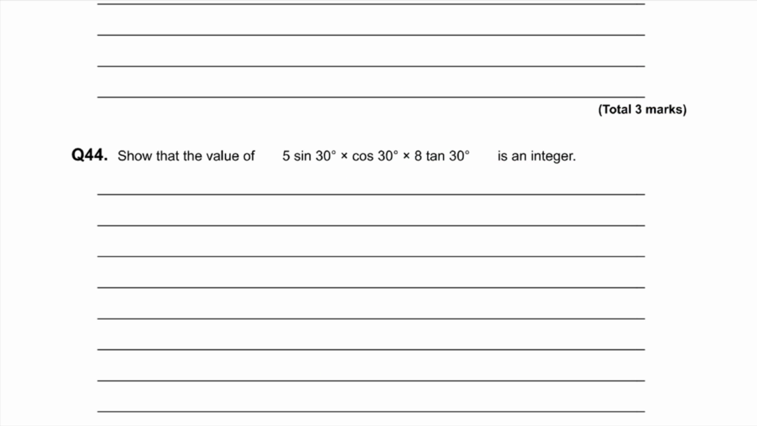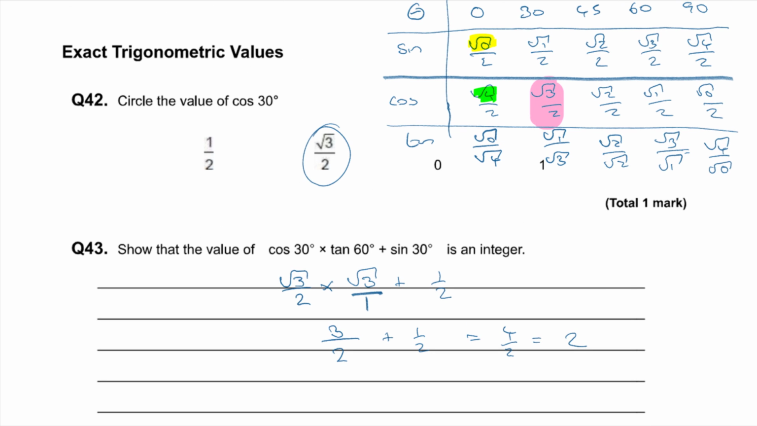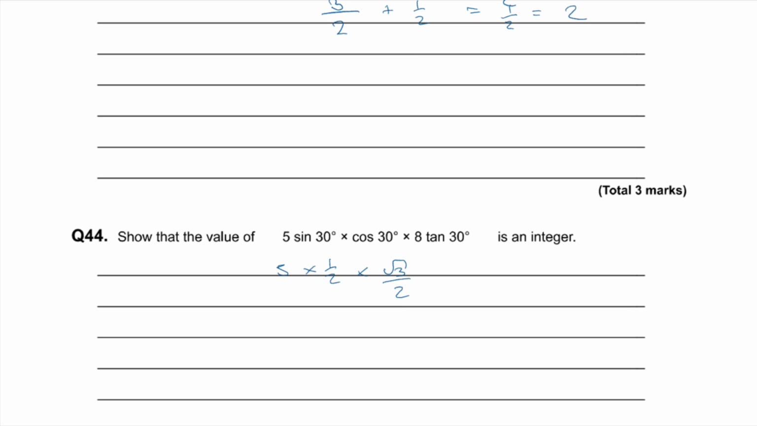Question 44, show that the value of 5 sine 30 times cos 30 times 8 tan 30 is an integer. Okay, so I remember from the last question, sine 30 was a half, and cos 30 was root 3 over 2. What's the tan of 30? Let's go back up and look at the table. Tan of 30 is this one here, look, root 1 over root 3. Well, the root of 1 is just 1. So that's going to be times 8 times 1 over root 3 down there.